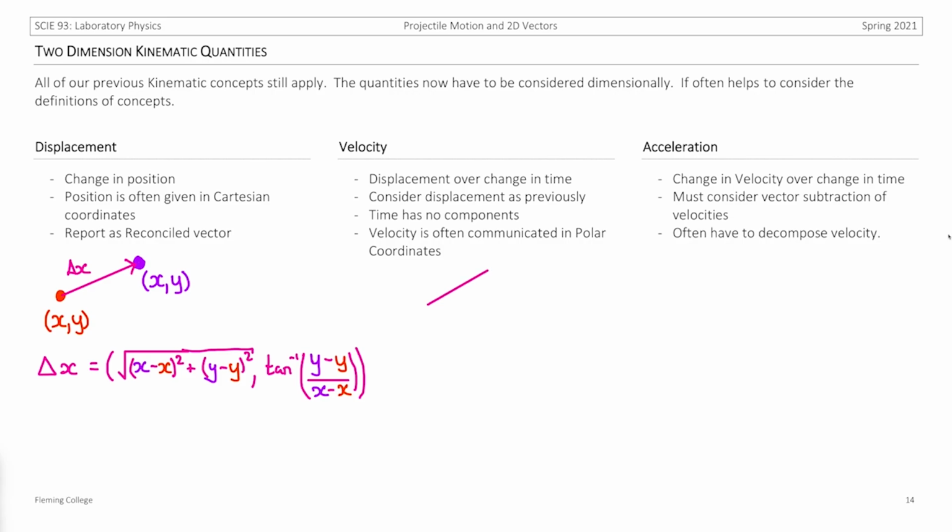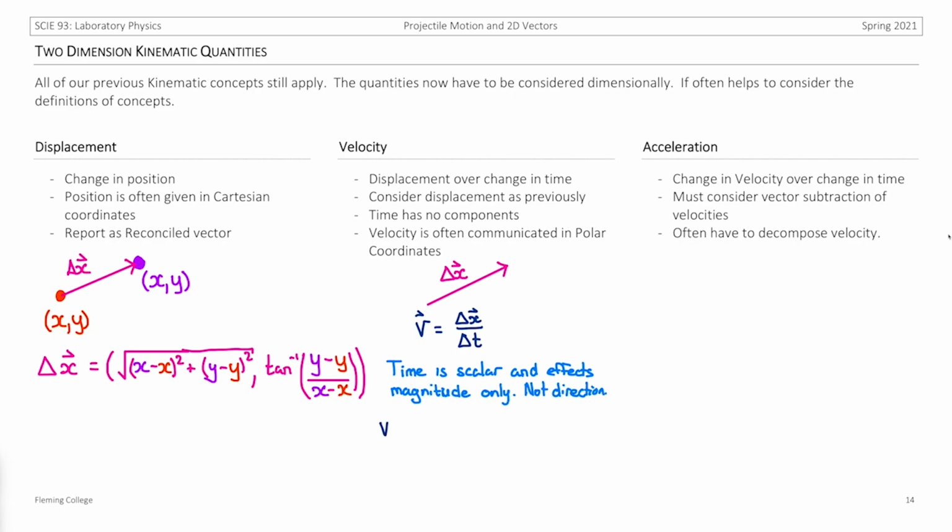So if we take that same displacement vector from the previous question, and we think about our velocity equation, velocity is equal to displacement over time, we have to understand that time is a scalar quantity. So it affects magnitude only and not direction. So if we're trying to calculate the velocity of an object, we have to do the same calculation that we just did for the magnitude and divide that by the change in time, but we have no difference for the direction. My change in position and my velocity will have the same direction.